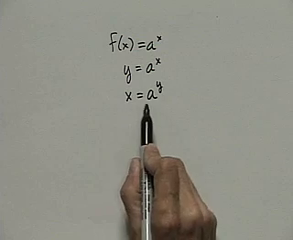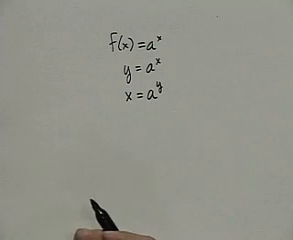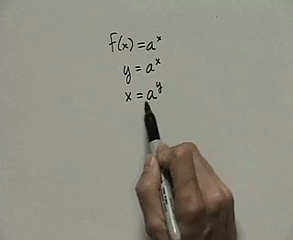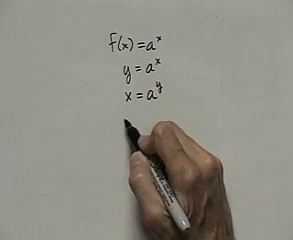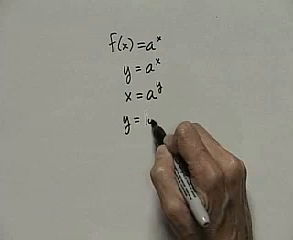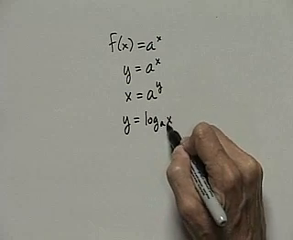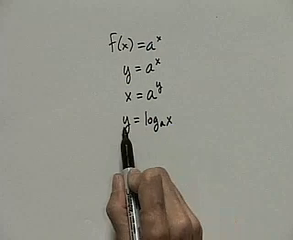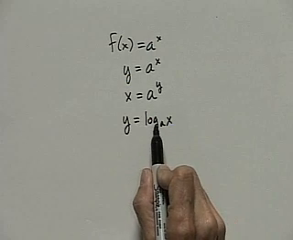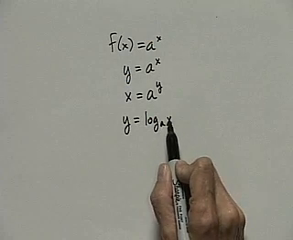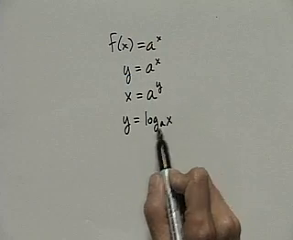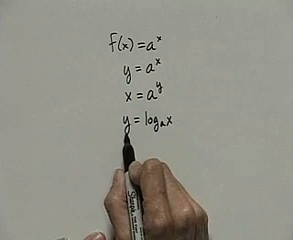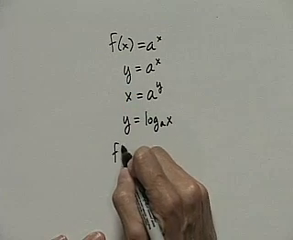And now, to solve for y, I need a function that will represent the fact that y is the exponent on a that gives me x. And that function is written log base a of x. Again, I want to indicate that this means that y is the exponent on a that will result in x. The inverse function for f of x equals a to the x is this function.